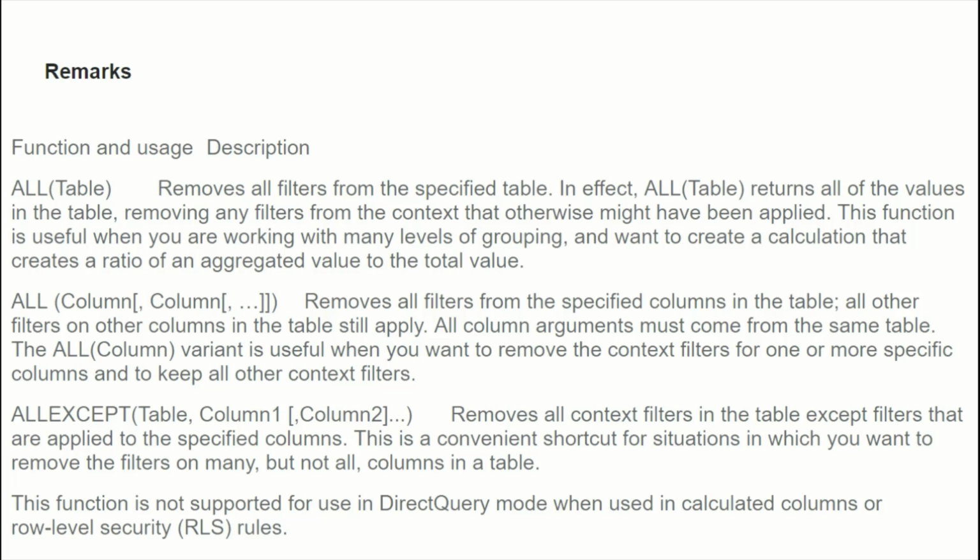All column arguments must come from the same table. The ALL column variant is useful when you want to remove the context filters for one or more specific columns and to keep all other context filters. The third one removes all context filters in the table except filters that are applied to the specified columns. This is a convenient shortcut for situations in which you want to remove the filters on many but not all columns in a table. This function is not supported for use in DirectQuery mode when used in calculated columns or row level security (RLS) rules.